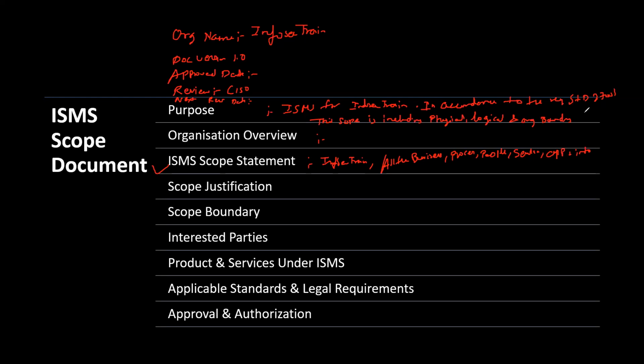Each and everything needs to be mentioned in this scope statement. What all things are you going to cover? We are covering each and everything. Okay, and then provide the justification for why you are covering this.